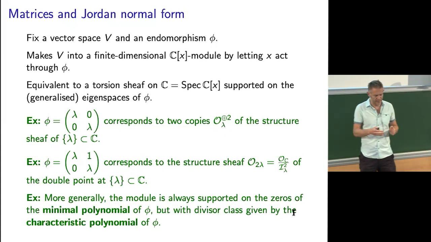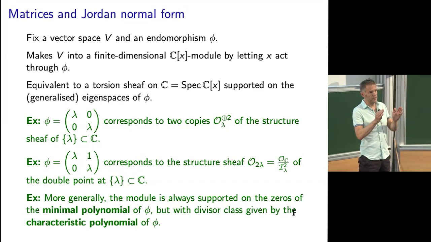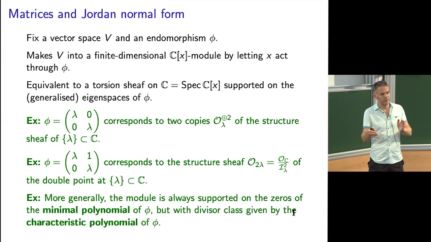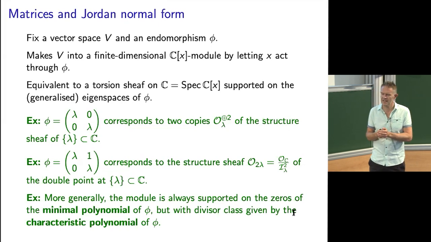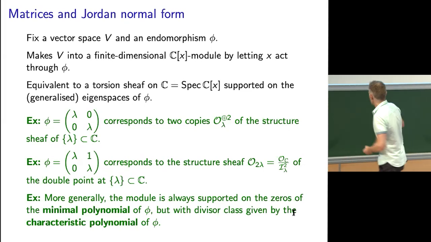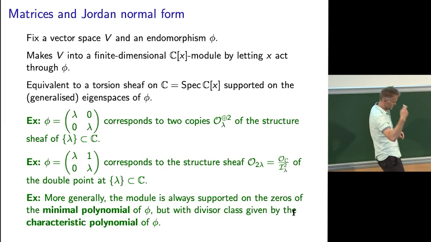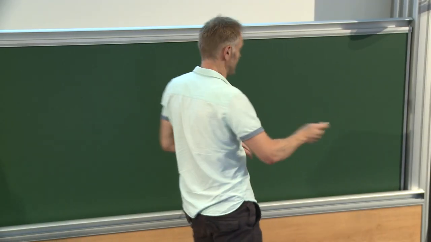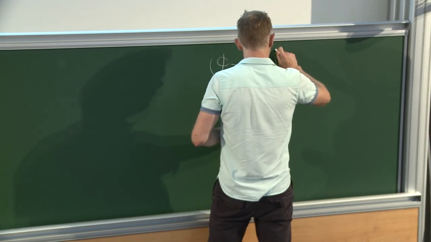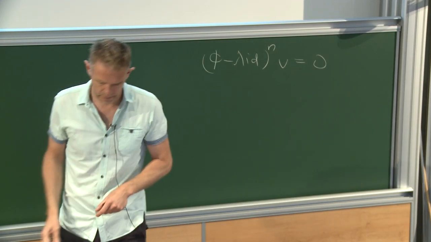A generalized eigenvalue is a lambda such that phi minus lambda to some power is zero, not just phi minus lambda is zero. And then the eigenspaces are the things that are killed by this phi minus lambda. Did I say that right? No, I said that wrong. So lambda is a generalized eigenvalue and V is a generalized eigenvector if phi minus lambda times the identity applied to V, but maybe you have to do that n times, is zero. That's the condition.